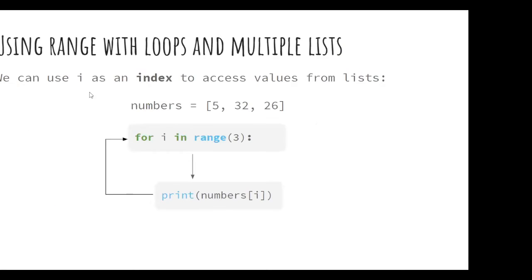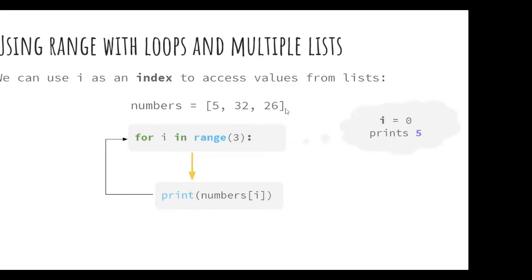so over here, you can see we can use I as an index to access the values from the list, okay? So suppose we have a list of numbers that says 5, 32, 26, okay? So there are 3 values and the indexes are 0, 1, and 2. So what we will do is for I in range 3, we will print numbers of I. So what does that mean? So basically, we are iterating over all the items that are in the numbers.